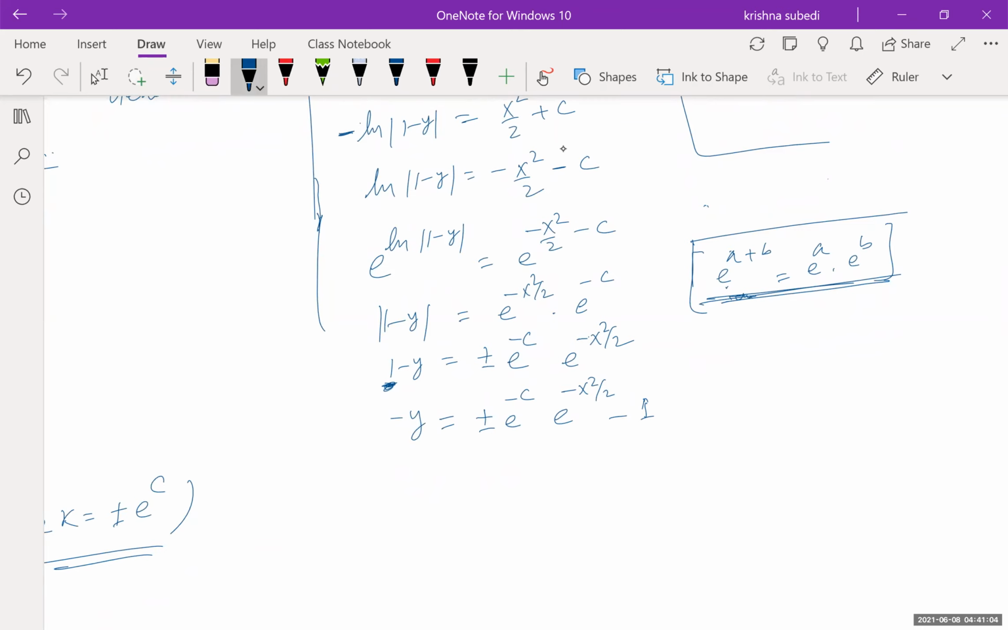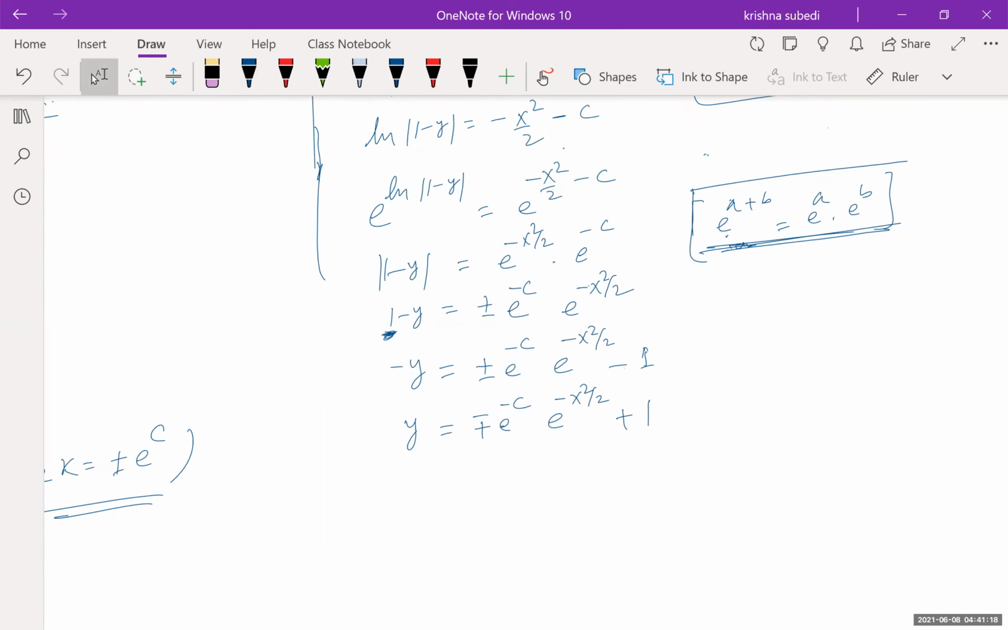Or minus 1 you can write here, doesn't matter. Now y equals, you're going to get negative plus or minus e to the negative c, e to the negative x squared over 2, and that will be positive 1. Okay, that's the answer. But you see, this looks a little ugly. After all, this is a constant. So to make things look better, you can substitute that as k. k e to the negative x squared over 2 plus 1, where k equals negative plus or minus e to the negative c. That's it. Okay, this is your general solution.